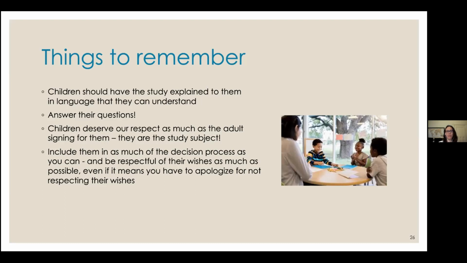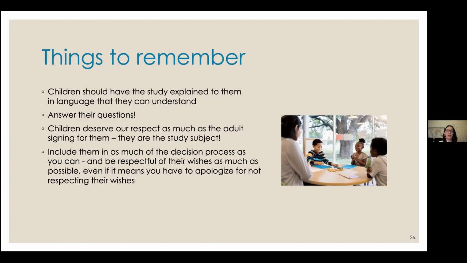So be respectful of their wishes as much as possible, even if it means that you have to apologize for not respecting their wishes. An example of this is that I was recruiting for a study where we had to do blood tests. And I don't know of a whole lot of kids that enjoy doing blood tests. So obviously that's something that they didn't really want to do. And part of the blood test was clinical. So this is part of their clinical workup. So they would have to do this blood test anyway.